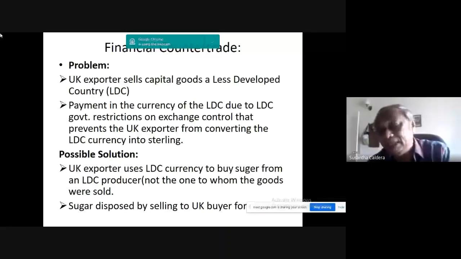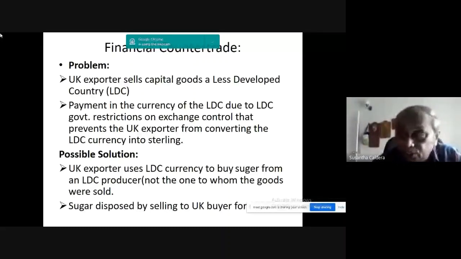But that guy, the UK exporter, is not dealing with sugar. He is a machinery manufacturer. But he is importing sugar. So what he will do is, when he imports the sugar, immediately he will sell it to one of the sugar importers, sugar wholesale dealers.